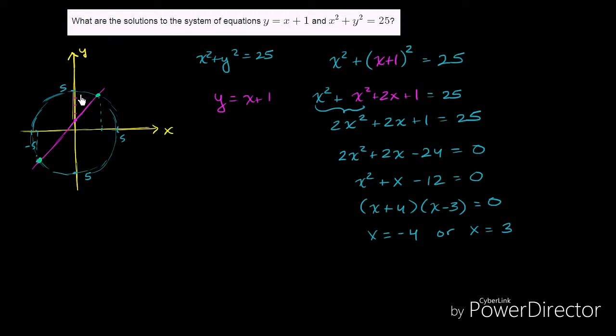So we're almost done. We just have to find the corresponding y's. And for that, we can just resort to the simplest equation right over here: y is x plus 1. So when x is negative 4, y is going to be that plus 1, so y is going to be negative 3. This is the point negative 4 comma negative 3. Likewise, when x is 3, y is going to be equal to 4. So this is the point 3 comma 4. These are the two solutions to this nonlinear system of equations.